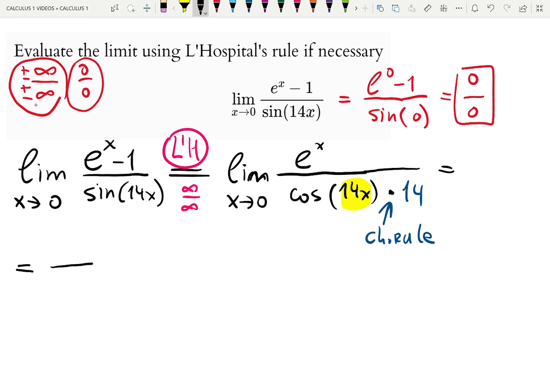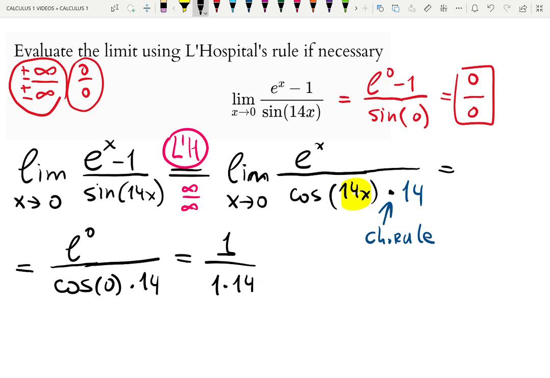e to the 0, that's going to give me 1. And now I have cosine of 0 times 14. That gives me the final answer. Now we have 1 in the numerator. Cosine of 0 is also 1. And now it's multiplied by 14 in the denominator. The answer is 1 over 14. And that is the final answer.